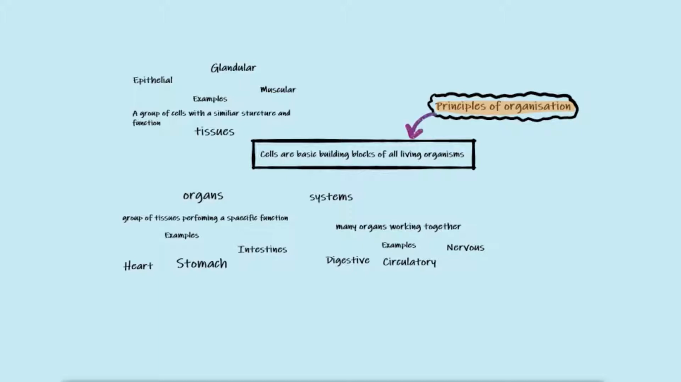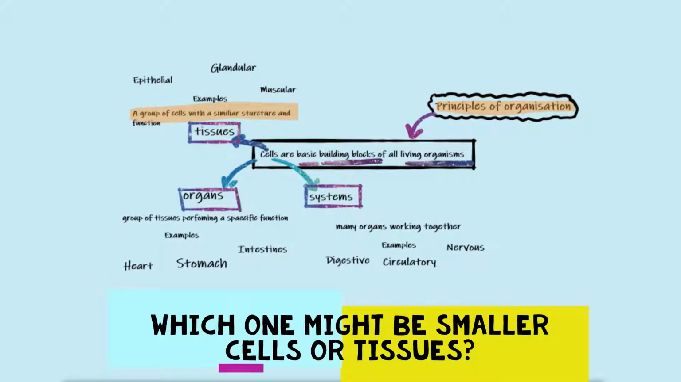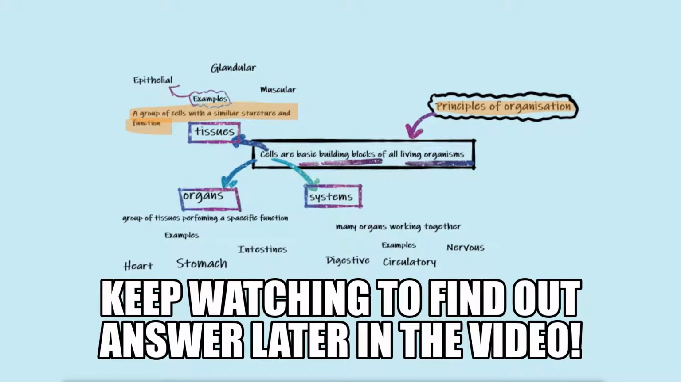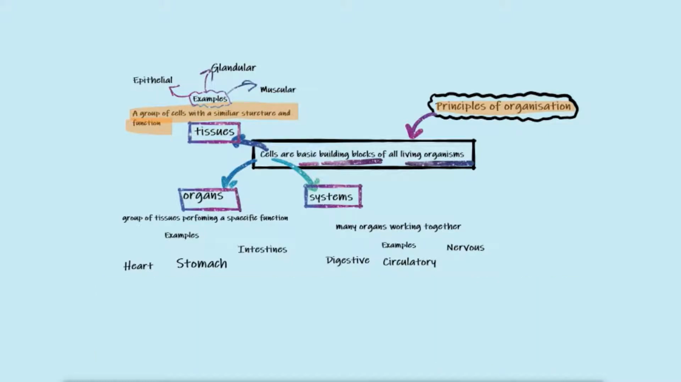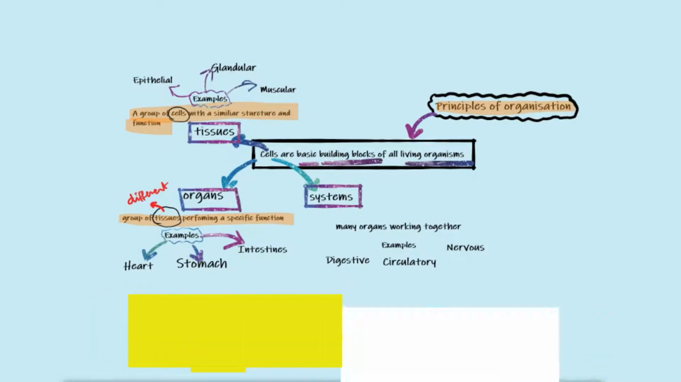Cells are basic building blocks of all living organisms. Tissues are a group of cells with a similar structure and function. Some examples include epithelial tissues, glandular tissues and muscular tissues. Organs are a group of tissues performing a specific function. Tip to remember is that this is a group of different tissues. Some examples of organs are heart, stomach and intestines.